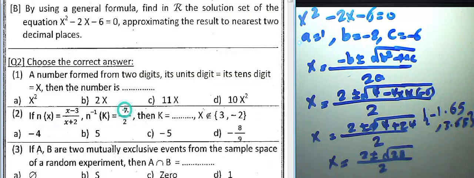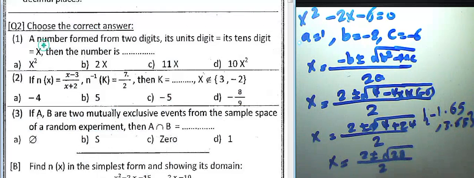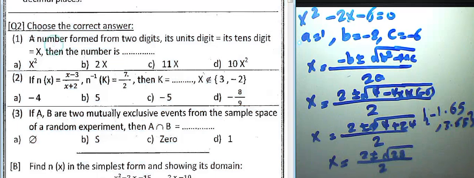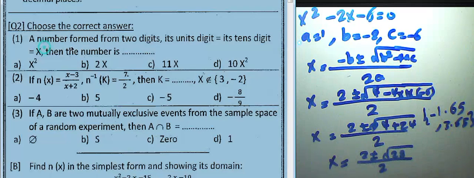Next question, choose the correct answer. A number formed from 2 digits, its units digit equals its tens digit equals x. Then the number will be what?